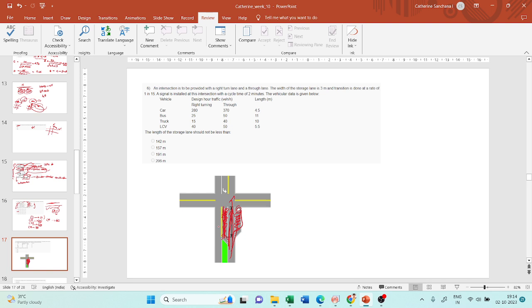Now they're asking you to provide an intersection with a right turn lane and a through lane. The width of the storage lane is 3 meters and the transition is done at a rate of 1 in 15.